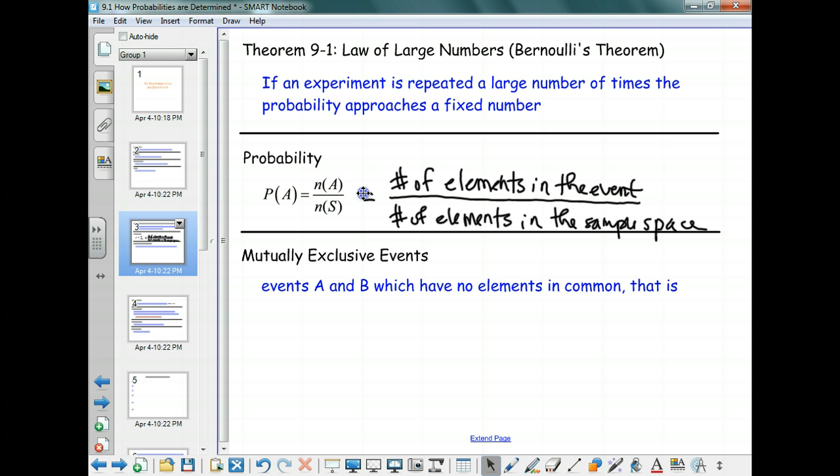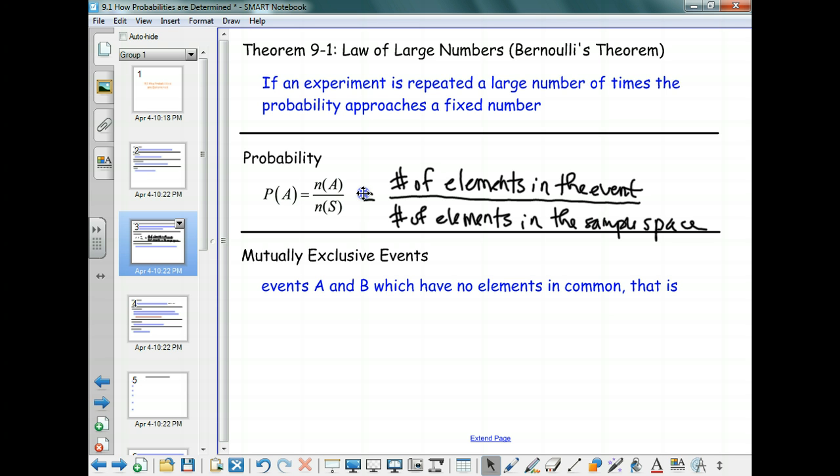So if you're looking at this and you know that there are 5 reds, and the event you're talking about here is the probability of getting red, you put that 5 on top, and then you know that there's 32 M&Ms in the bag, and 32 would go on the bottom. That's the way we get the probability.